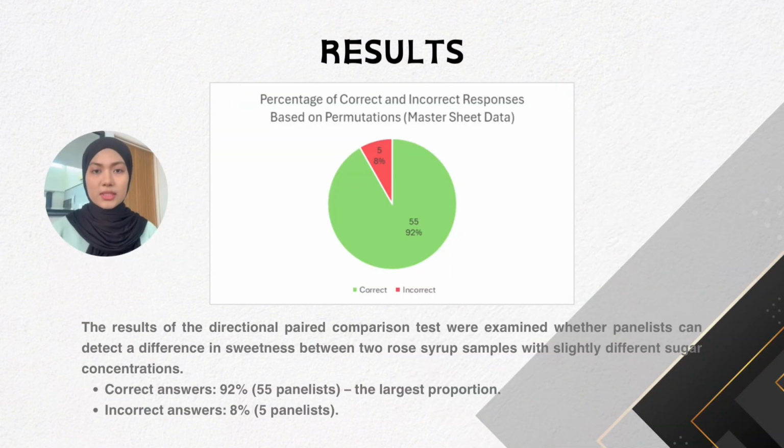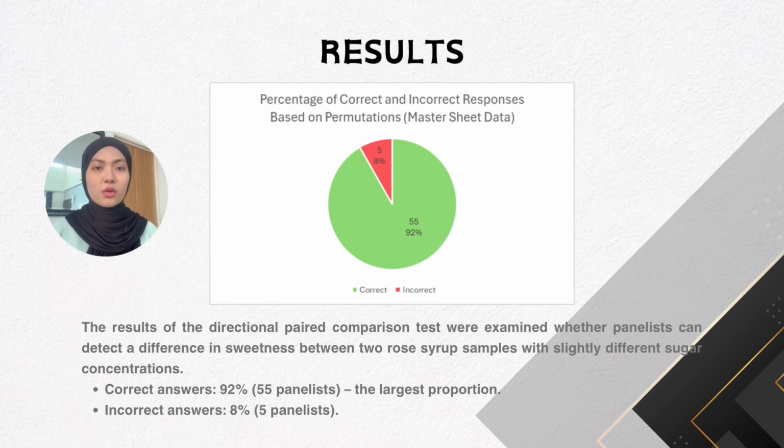From the result of the test, 92% of the panelists, which is 55 people, correctly identified the sweeter sample. Only 8% or 5 panelists gave incorrect answers. This indicates that the majority of the panelists were able to detect a difference in sweetness between the two samples. Overall, the results show the panelists were clearly able to detect the sweetness difference between the two samples.